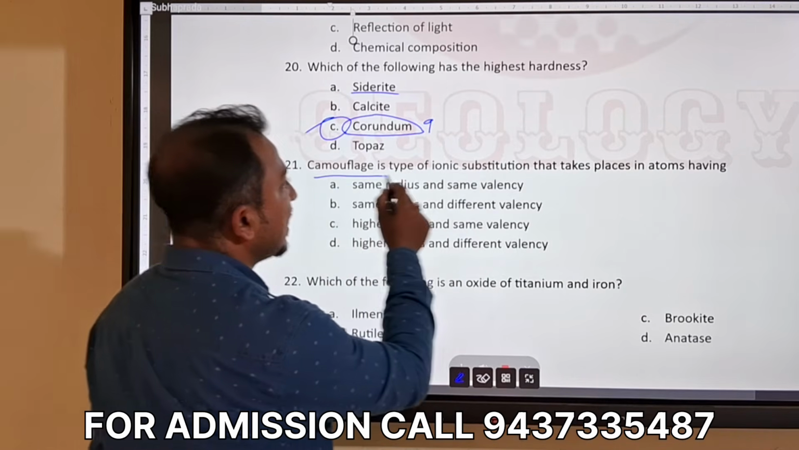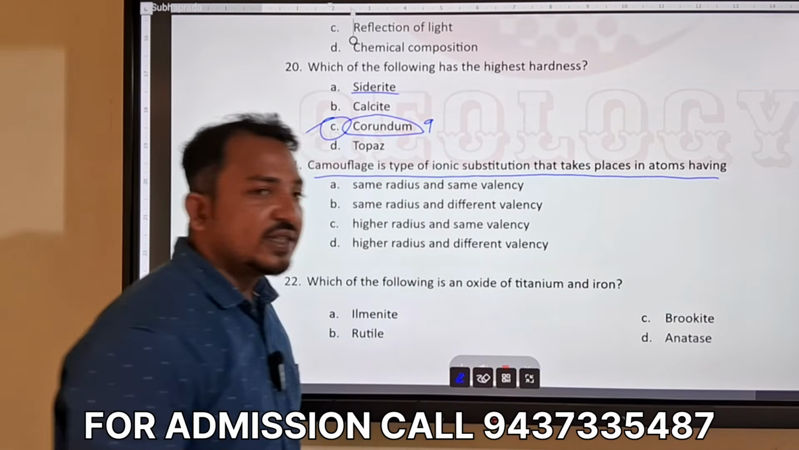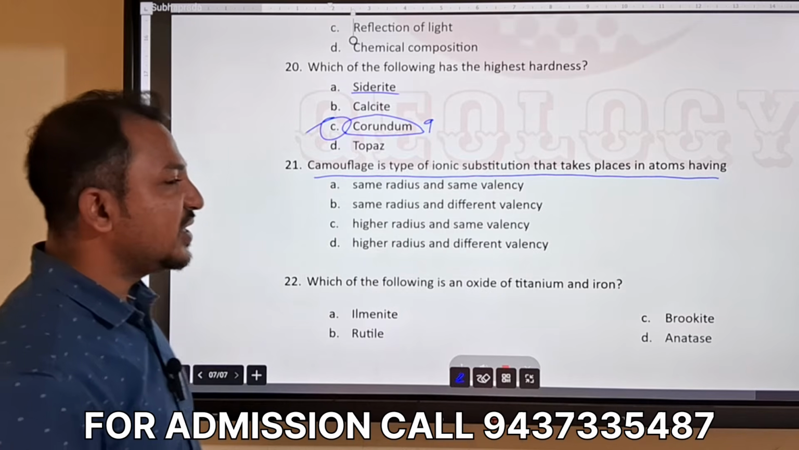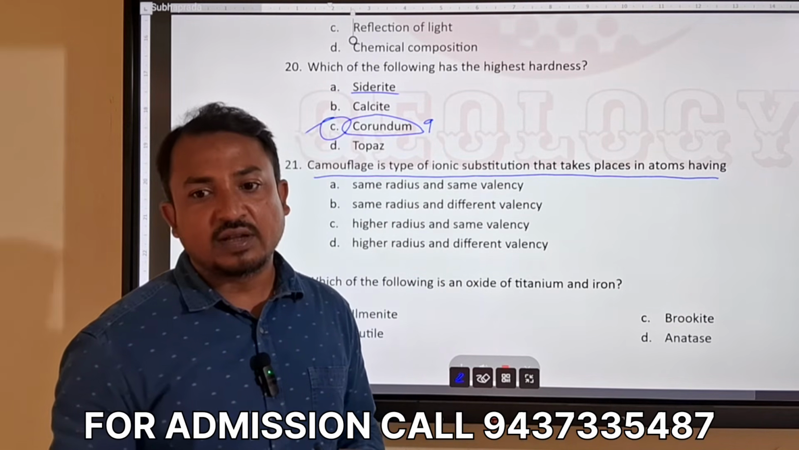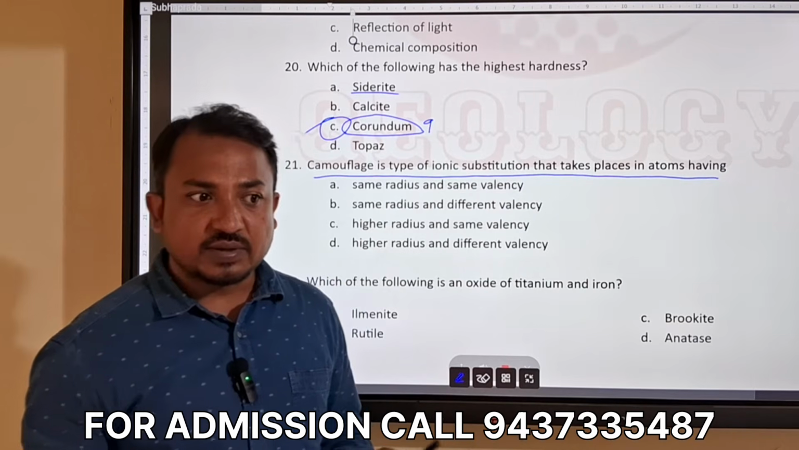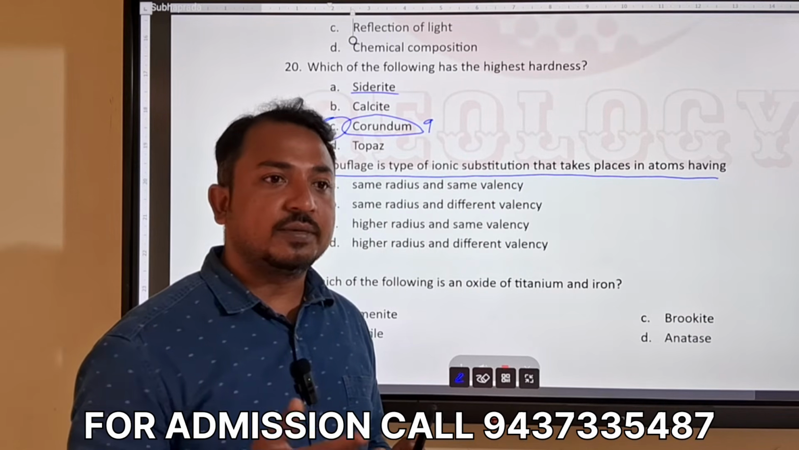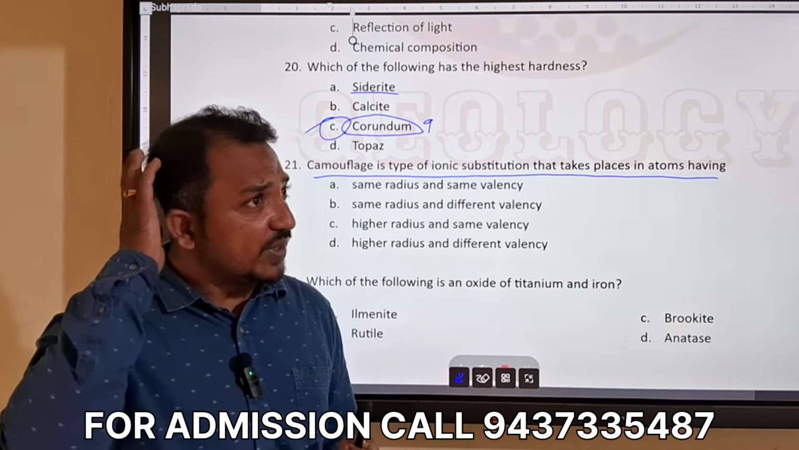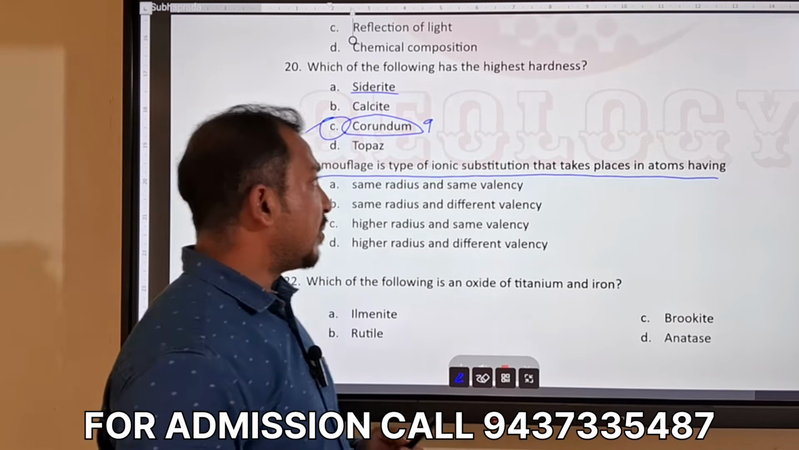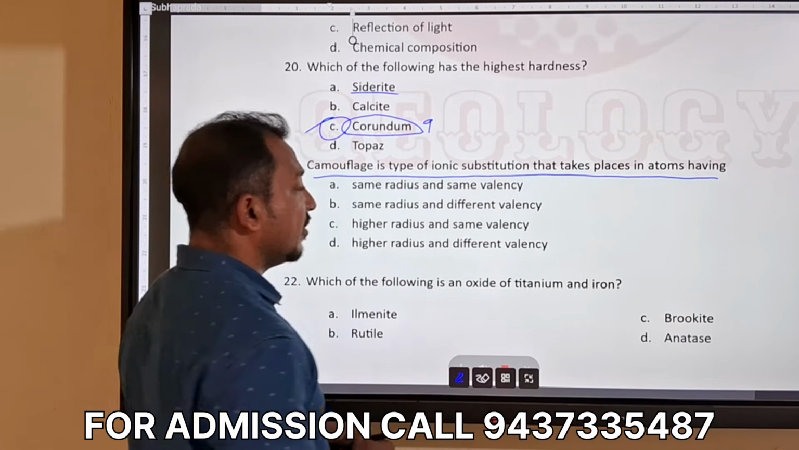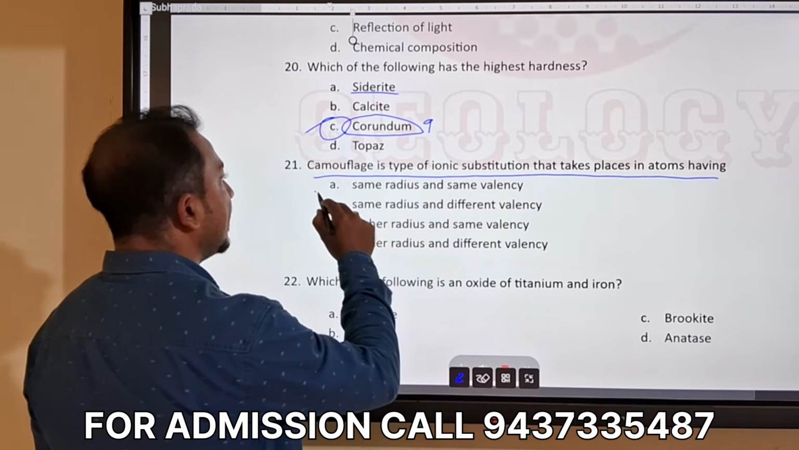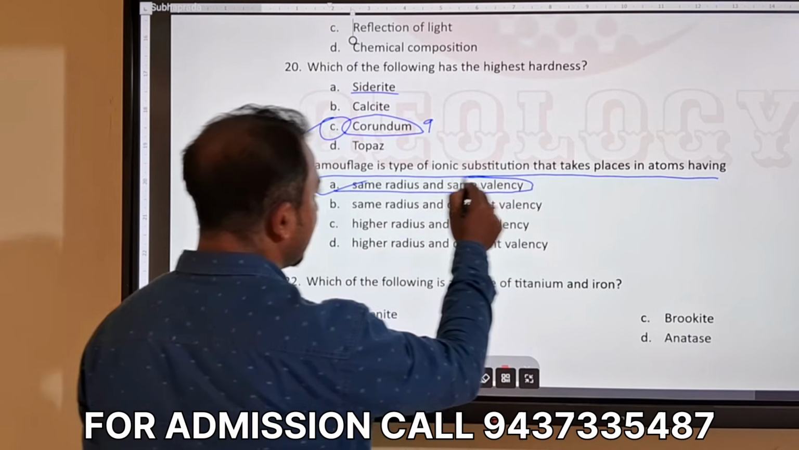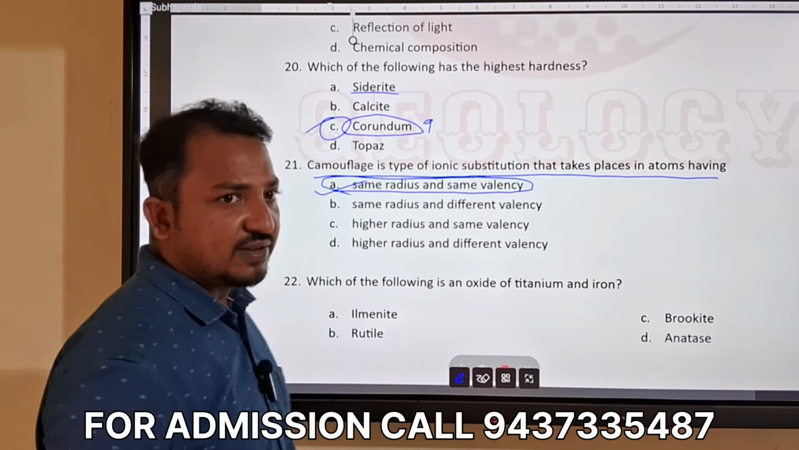Then camouflage is a type of ionic substitution that takes place in atoms having... Camouflage means if you replace something, it will not be noticeable. So you cannot tell whether the substitution has occurred or not. So camouflage always occurs with two substituting atoms having the same radius and same valency. So the answer will be this one, same radius and same valency.